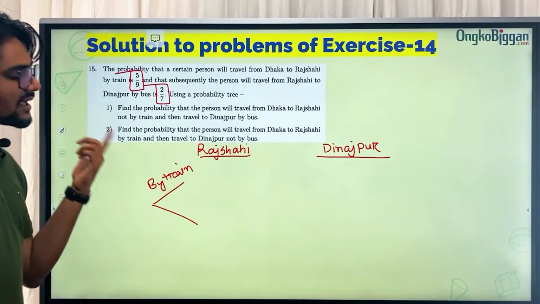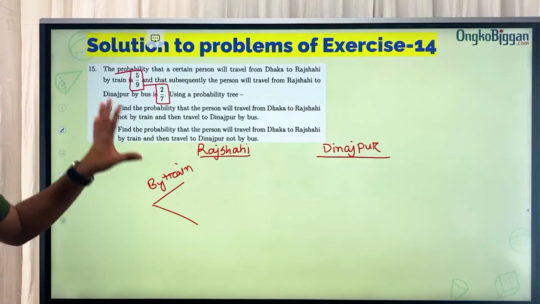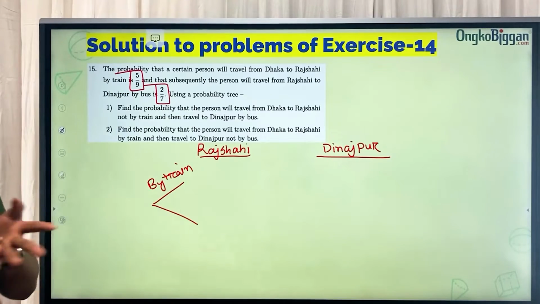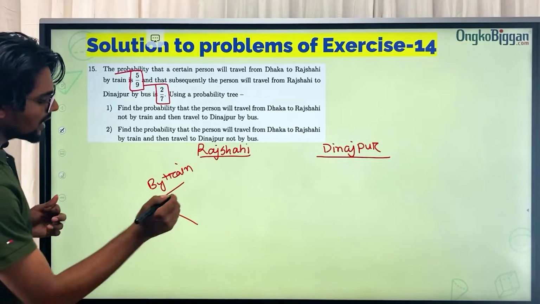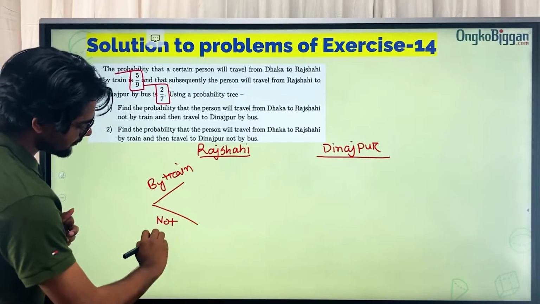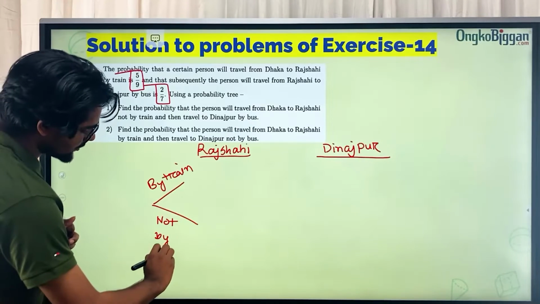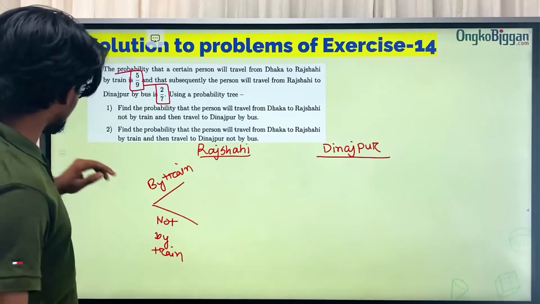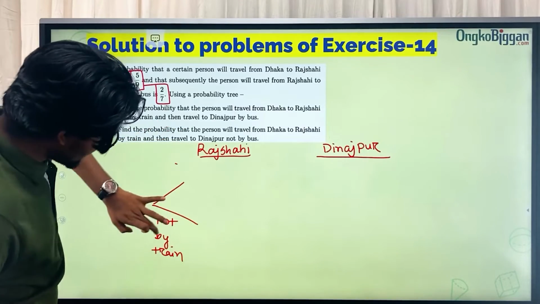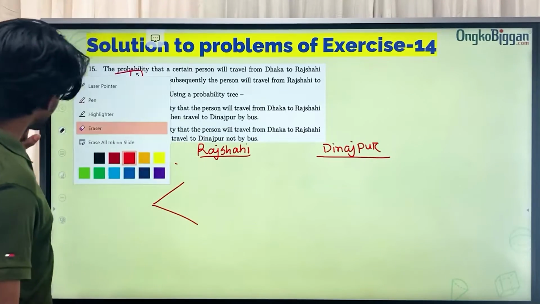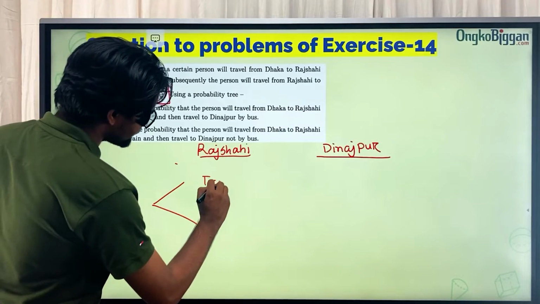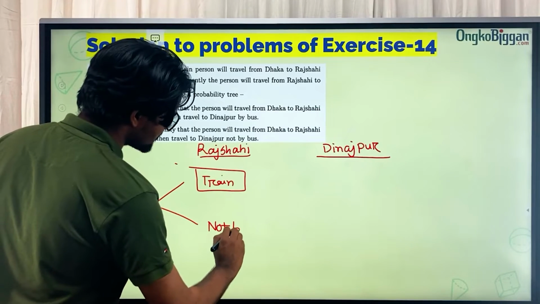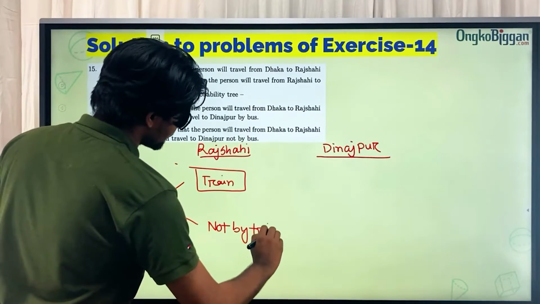So firstly he can go by train, or he can go not by train, or use another mode of transport like booking a car or on foot, etc. So not by train. I guess I should write train and not train here, so it will become much cleaner. Train and not train, or not by train.